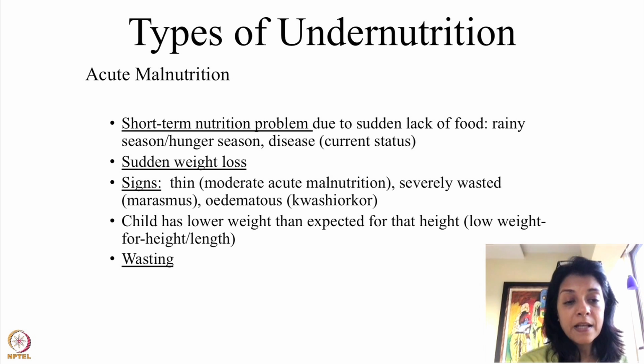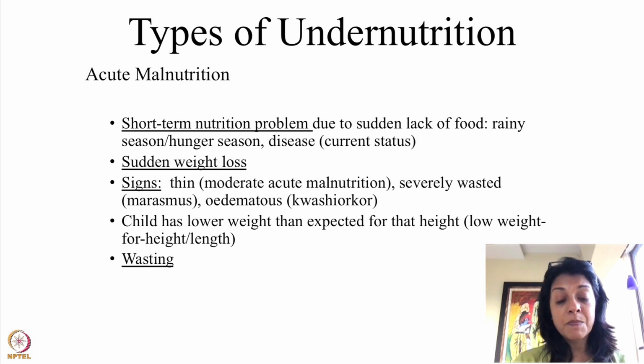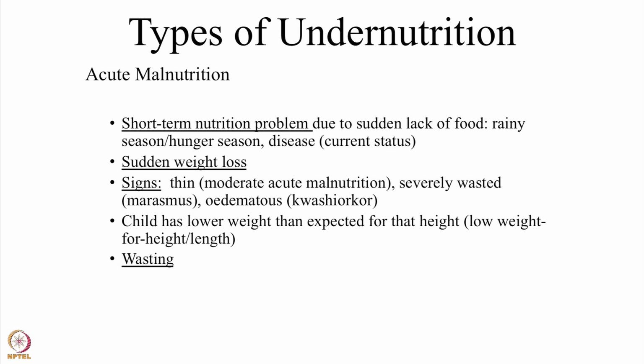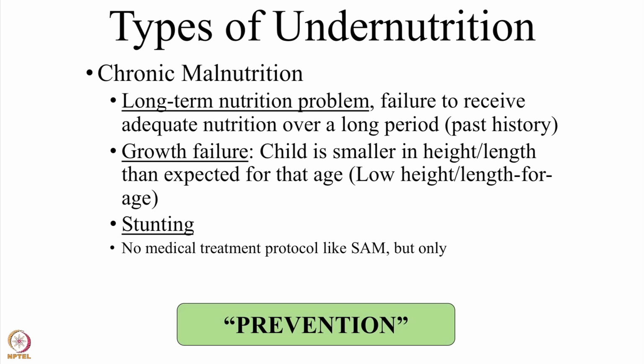Now, the child has lower weight than expected for that height. So in acute malnutrition, the weight decreases remarkably. As per height, the child needs to have a certain amount of weight, but because the child has lost that weight, the child is wasted. So that's called wasting.